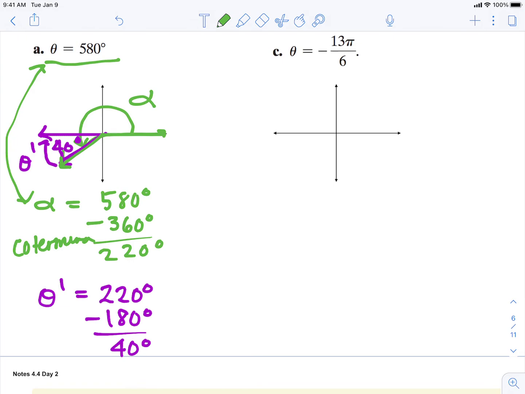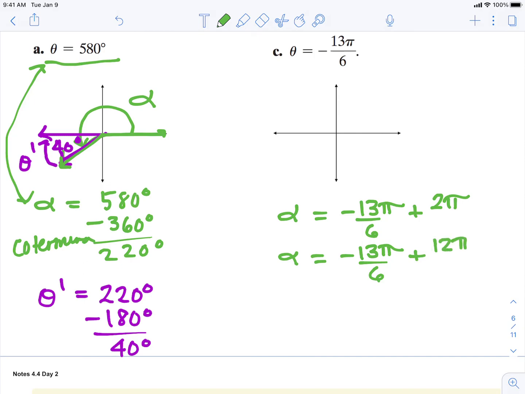Example C, negative 13 pi over 6. We need to find alpha. Right now we have a negative angle, so we want to add a revolution in the positive direction so we can start to get an angle between 0 and 2 pi. So we're going to add the equivalent of 2 pi, which is 12 pi over 6, so those denominators are alike. And we get negative pi over 6.